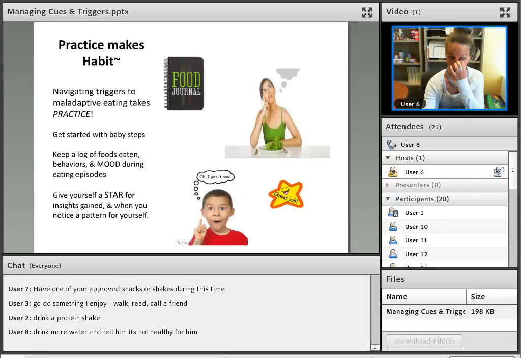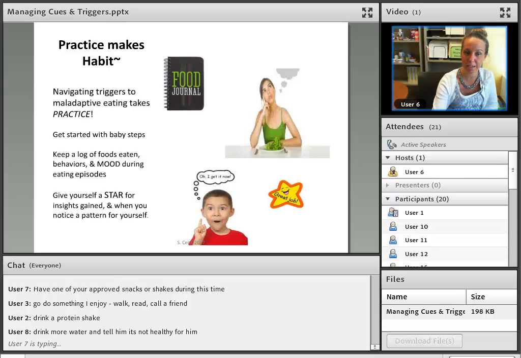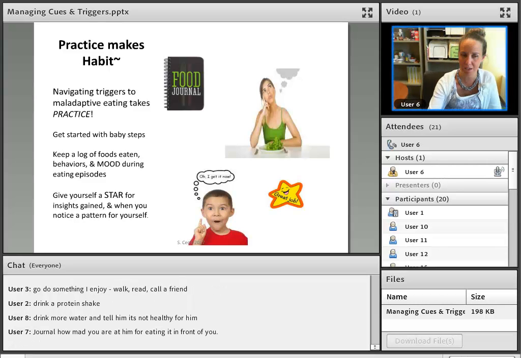So these are all great ideas. Sometimes it may be best just to leave the room. Another time it might be best to ask him not to eat that in front of you. Ask him to eat it at the kitchen table or somewhere else, or just not to bring it into the home. So sort of eliminate the ice cream if you can.